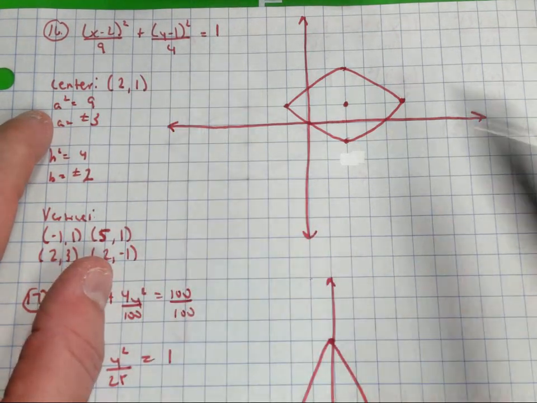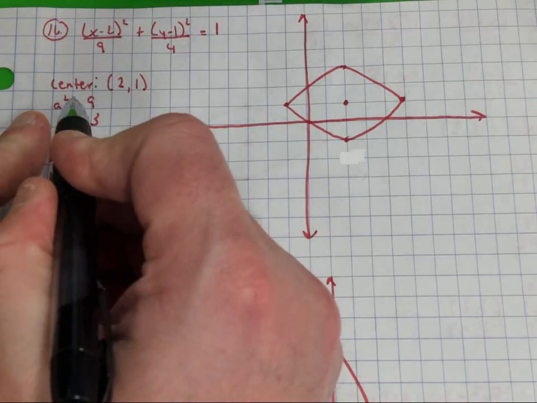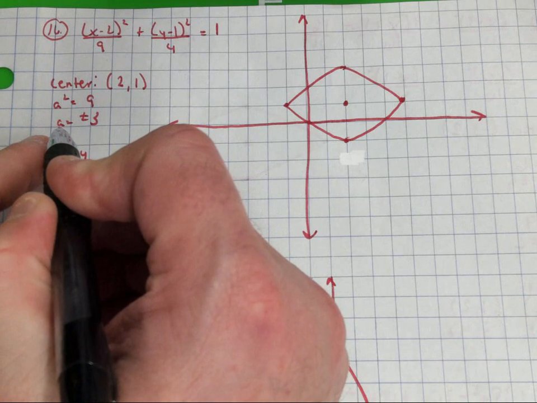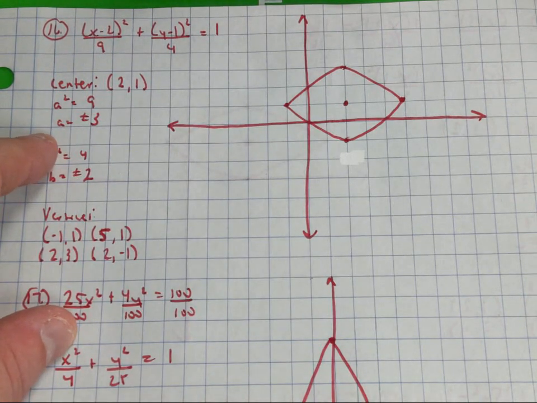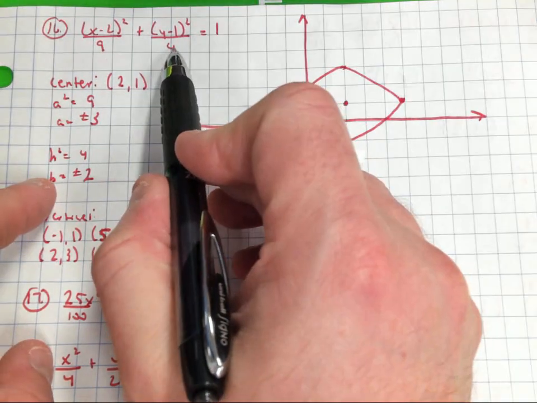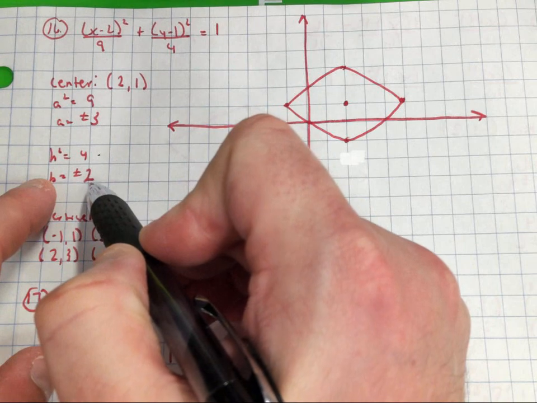Then I identify my a. My a squared is always the larger value. 9 is larger than 4. My a squared is 9. Therefore, my a value is ±3, because you're going to go right 3 and left 3. My b is the lesser value. My minor axis, which is 4, take the square root, that's ±2.